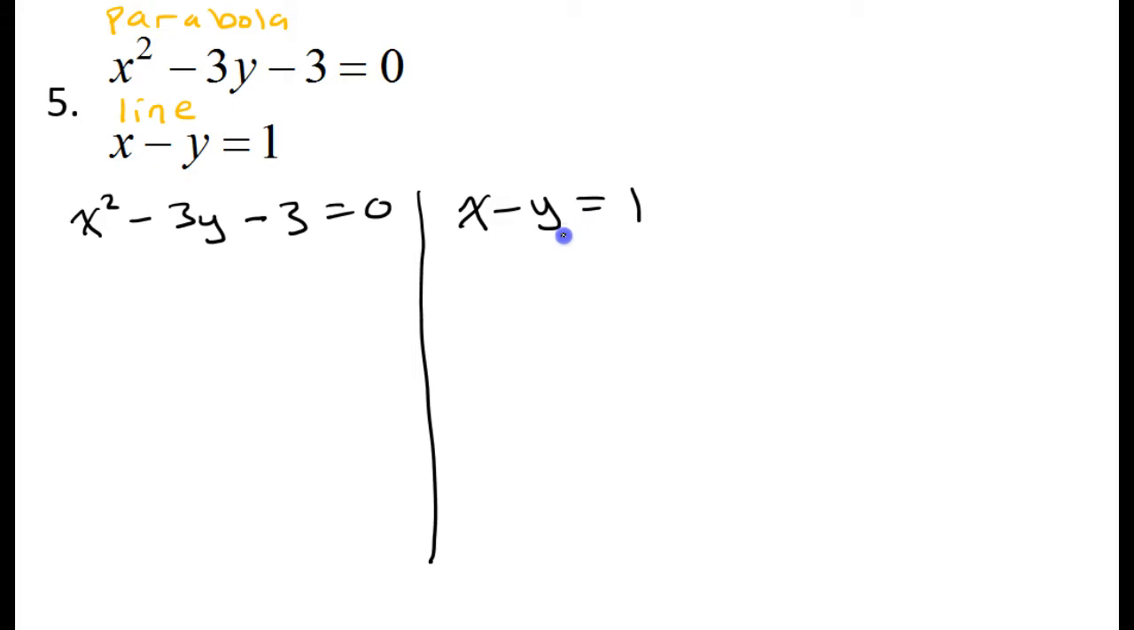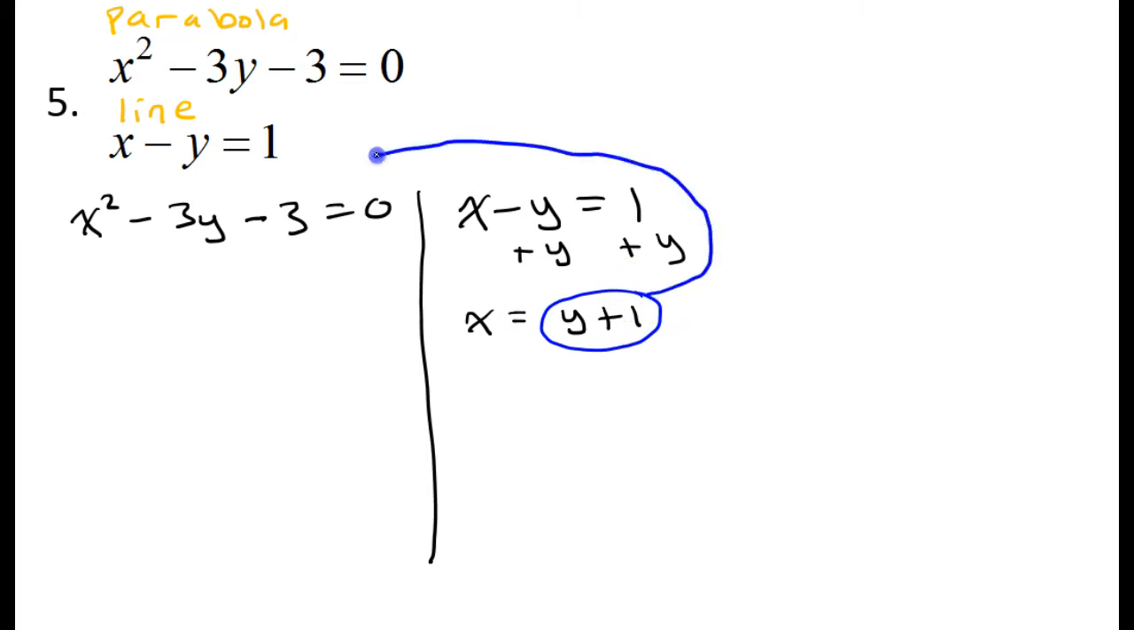For substitution, you want to get one of the variables by itself. So I think I will simply add y to both sides. So that will give me x equals y plus 1. So now that I have one variable by itself, I can do the substitution. So I can just take this y plus 1 and substitute it for x in the other equation.